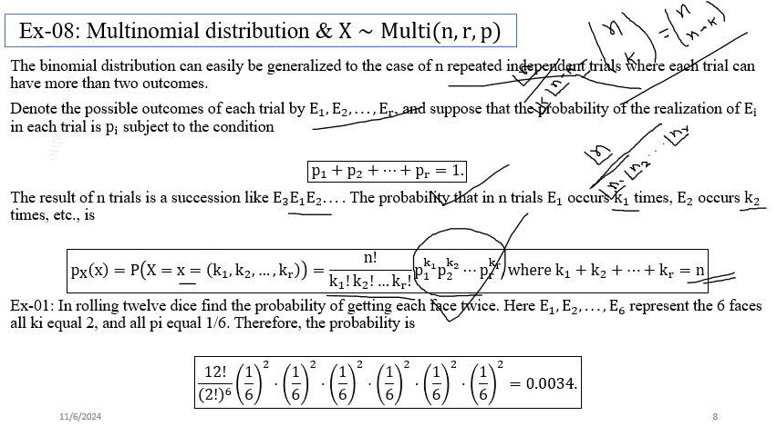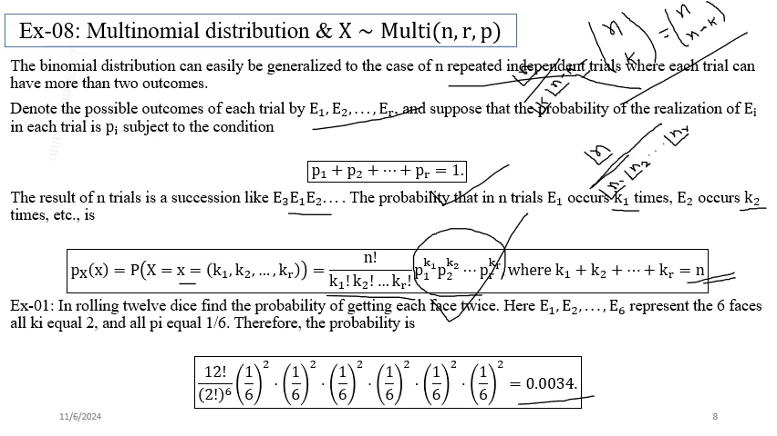So what is the desired probability? It is factorial 12 divided by factorial 2, six times. What is the probability of getting 1? 1 by 6. How many times are we getting 1? Twice. 1 by 6 to the power 2. Then the probability of getting 2 is 1 by 6, and 2 is coming twice, so to the power 2. Getting 3 has probability 1 by 6, twice, so to the power 2, like that. If you simplify, this is the desired probability. So this we call multinomial distribution. Okay?